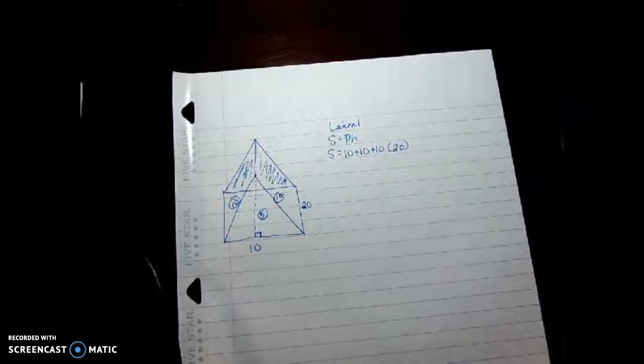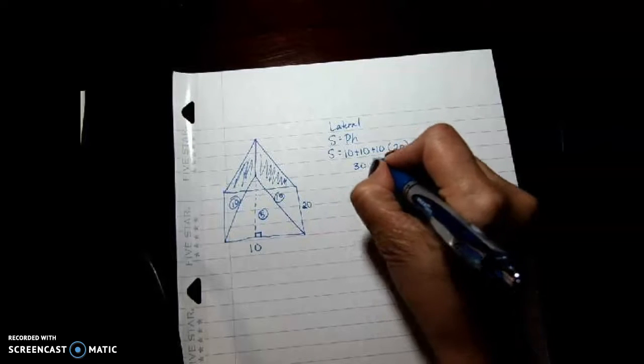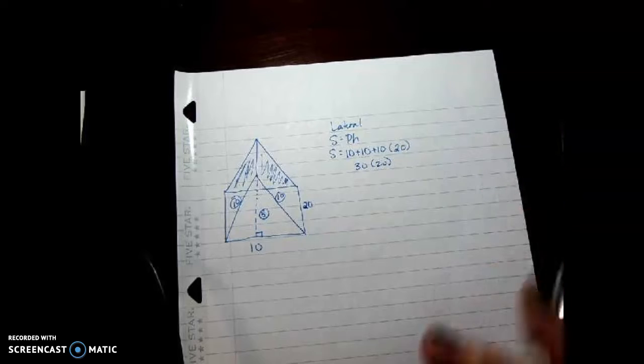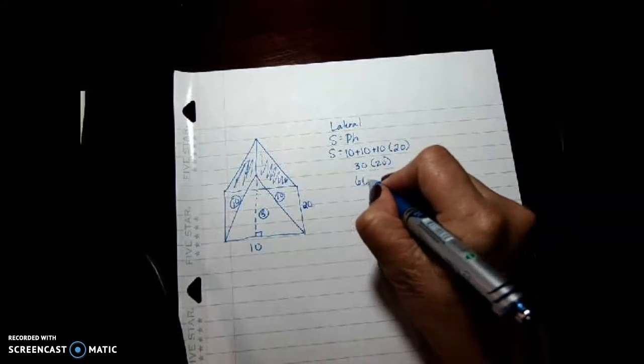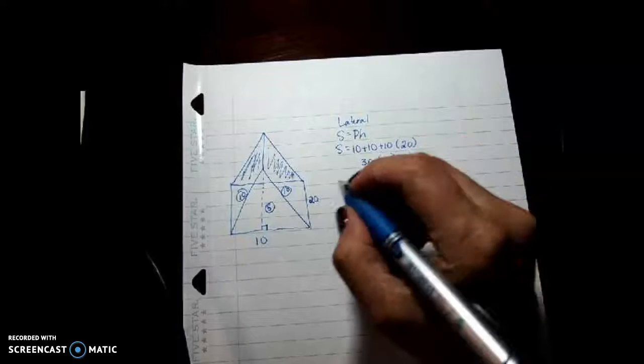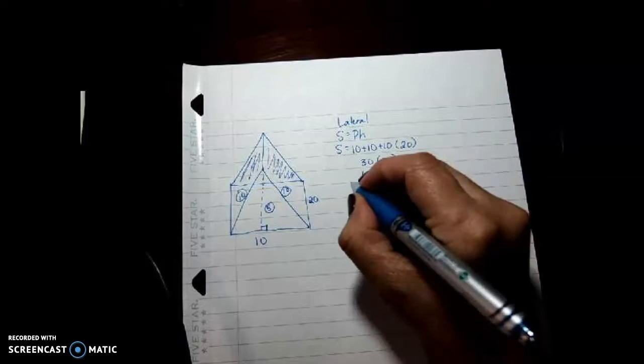So 10 plus 10 plus 10 is 30. And 30 times 20 is 600. Let's just say units squared.